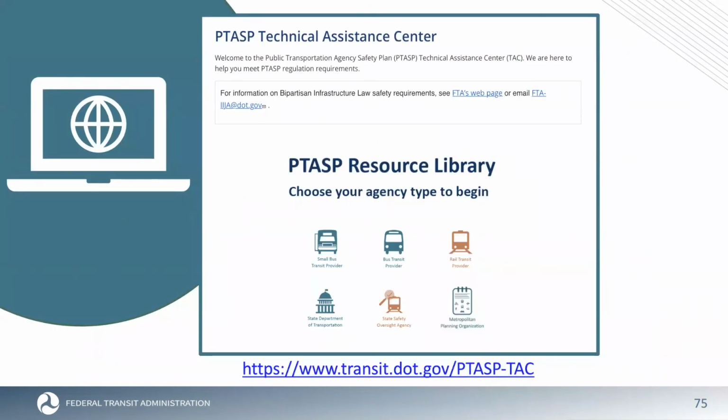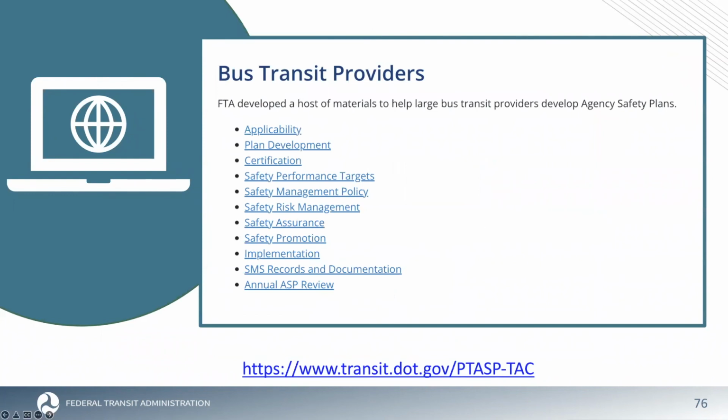And just in case you haven't visited our PTASP-TAC website recently, I just want to give you a quick pointer on how you can find some of the resources that are available related to this topic. When you visit the PTASP website, you'll see a link for the PTASP resource library. When you select that, as on screen here, you can choose resources based on your agency type, and that includes small bus transit providers, bus, rail, state safety oversight agencies, state DOTs, and MPOs. Select your organization type or agency type, and in there you'll see resources grouped by various topics, including safety risk management.